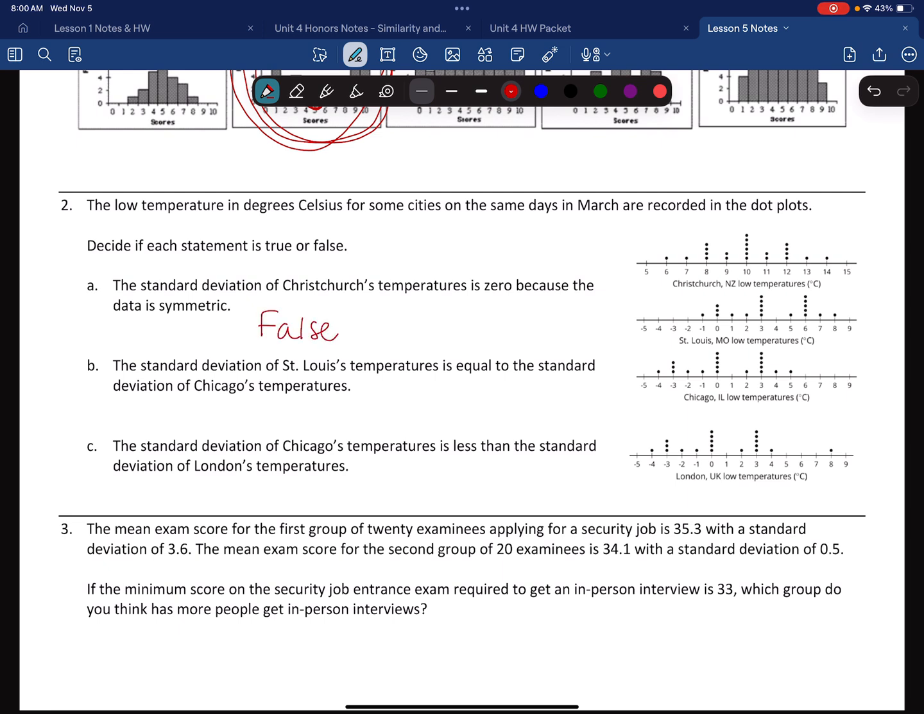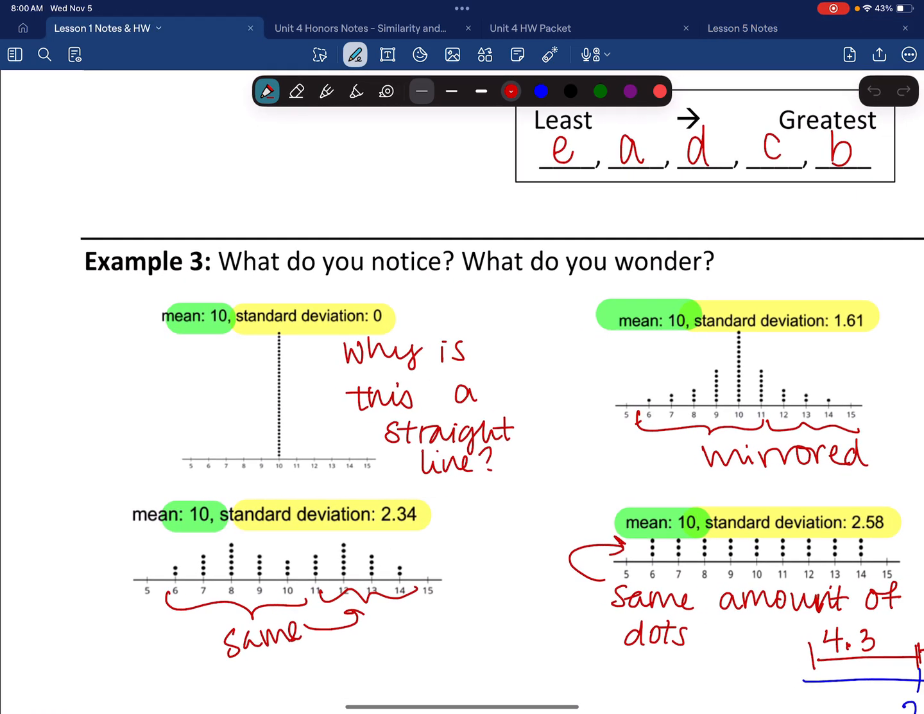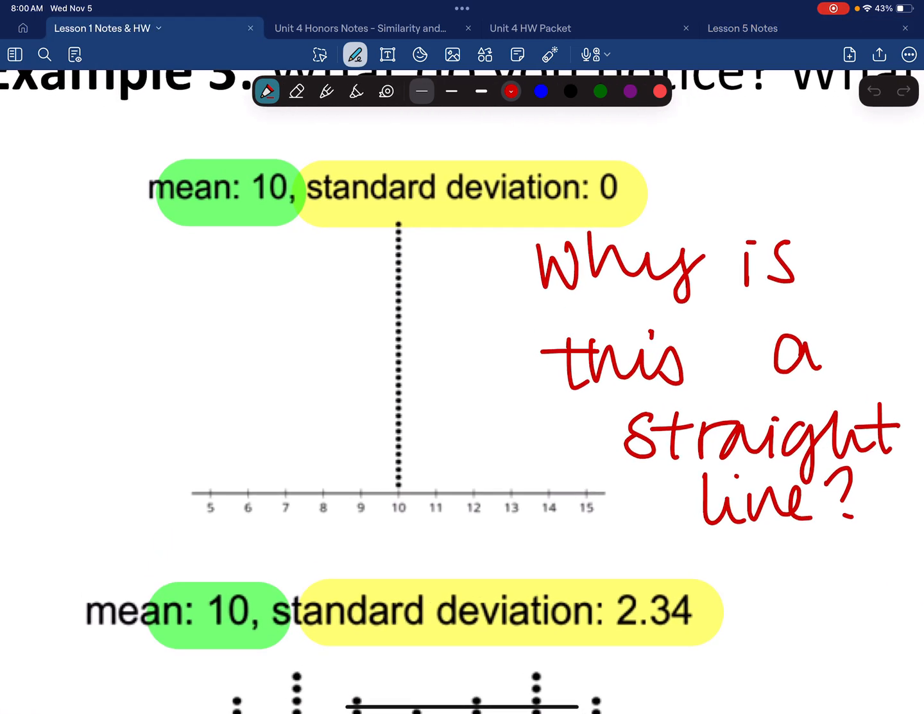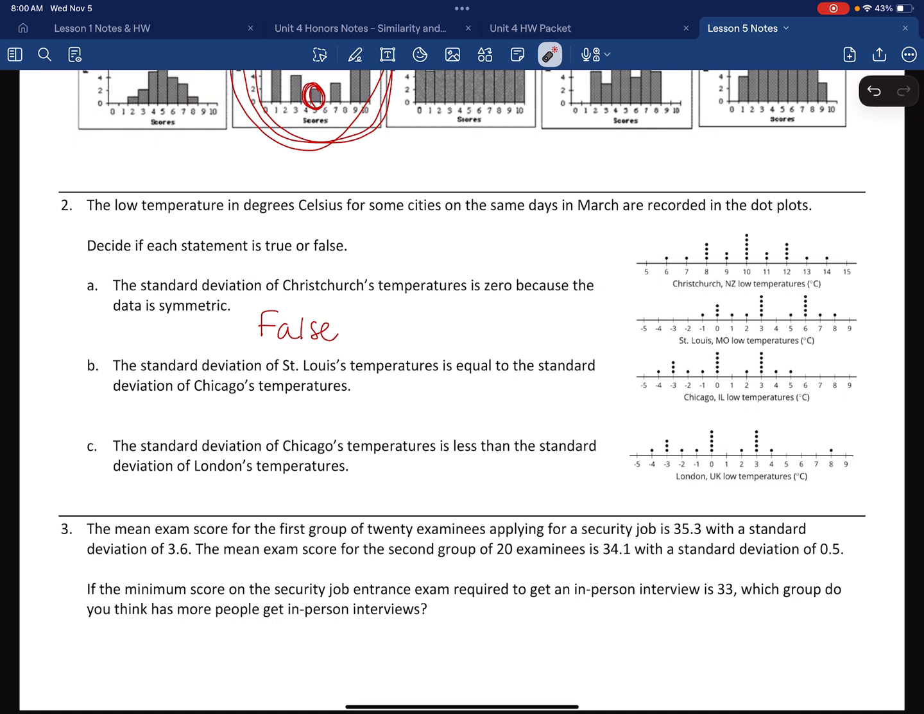Okay, if it had a data value for a standard deviation of 0, that would be something like this, where all of our values were the exact same number. That would be a standard deviation of 0. But because these are spread out, that is not true.